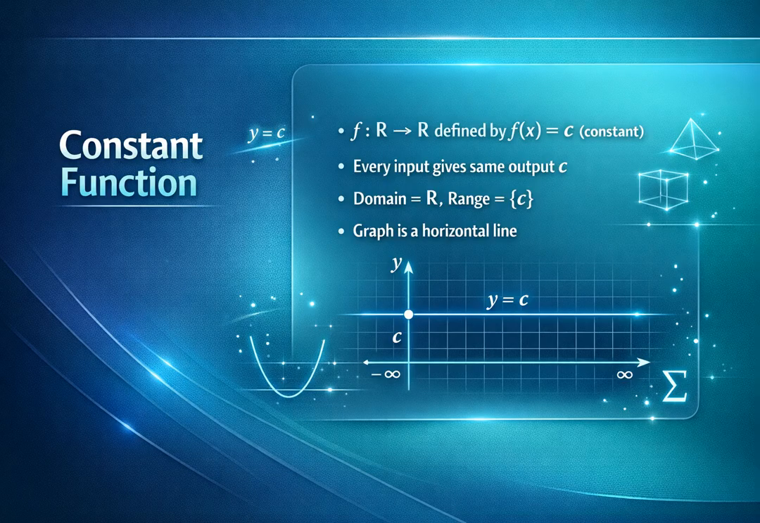A constant function always gives the same output regardless of input. If f of x equals c, where c is some constant, then every input gives output c. The domain is all real numbers, but the range is just the single value c. The graph is a horizontal line at height c.